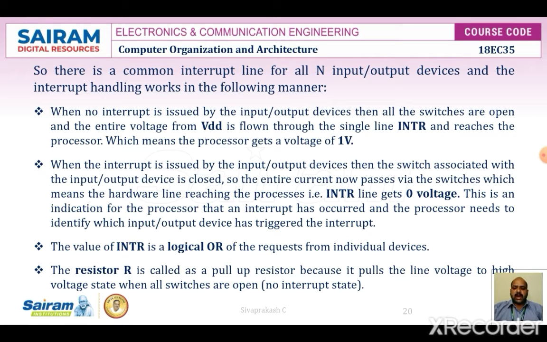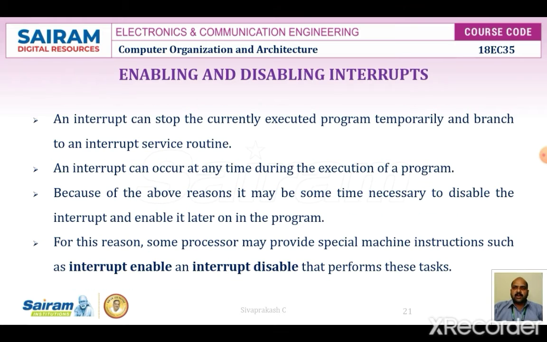So the resistor R acts as a pull-up resistor to pull the line voltage to the high voltage state when all the switches are open. So no interrupt state is produced when all switches are open, and when one switch is closed, the interrupt request for that particular input device will be satisfied. In this way the hardware device is enabled, and it does its operation as an interrupt.